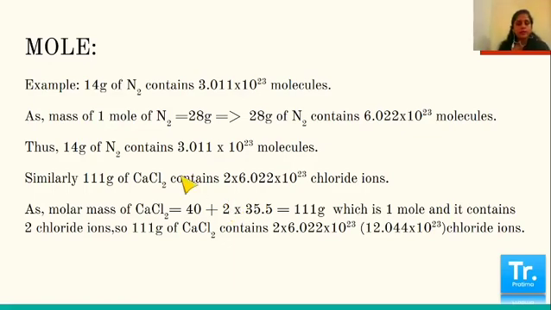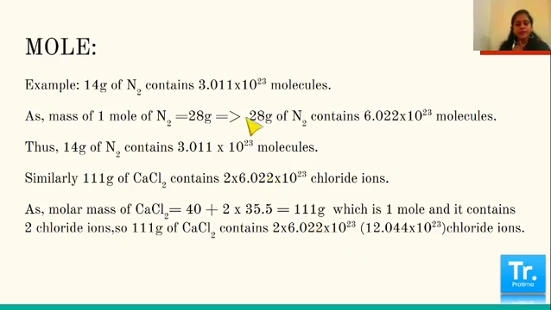Okay, so coming back to calcium chloride, if it is 1 mole of calcium chloride, what will be the molar mass? 40 plus 2 into 35.5 is 111 gram. That means when I am given 111 gram, I am talking about 1 mole. 1 mole contains how many chloride ions? There are 2 chloride ions. So how many chloride ions? 2 into Avogadro's number, and the product is this.